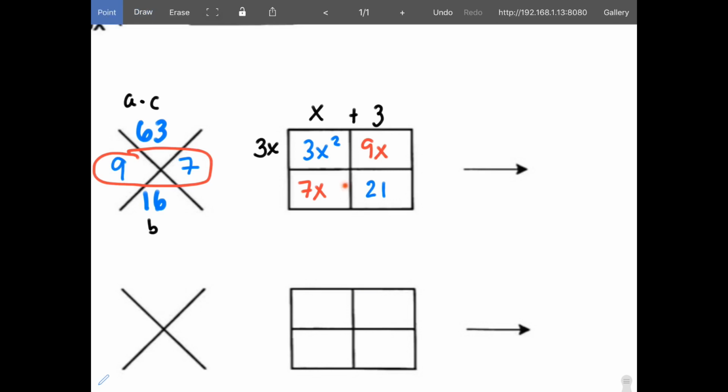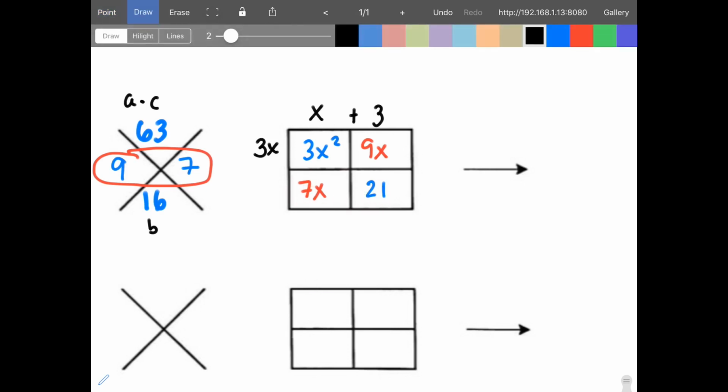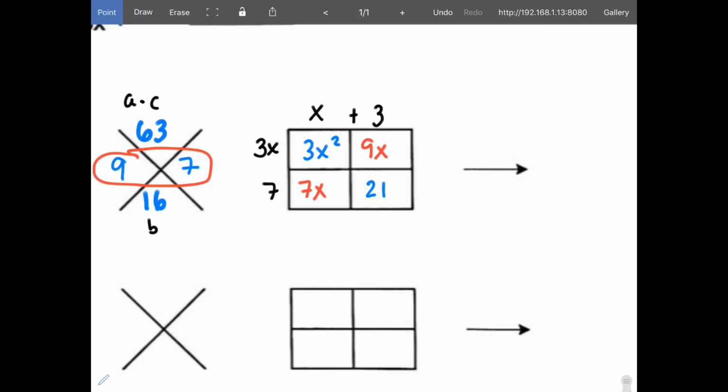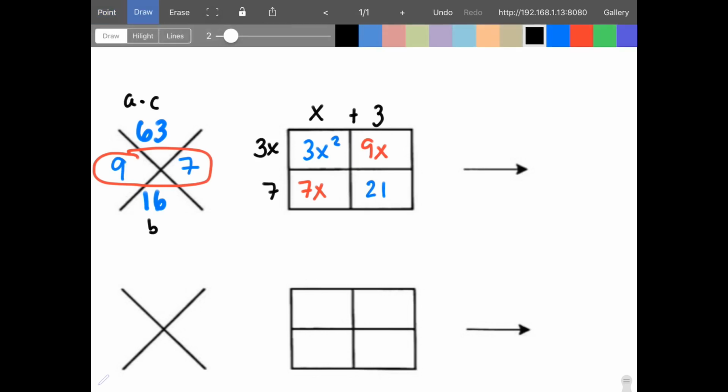And then on the bottom here, 7x and 21, what do those have in common? They have a 7, right? I can divide this by 7, I can divide this by 7. So I'm going to write a 7, but they both don't have an x, so I can't write x. Okay, and it's a positive 7, so I'm going to write a positive 7. And you'll see why I write that for the second term in just a second.